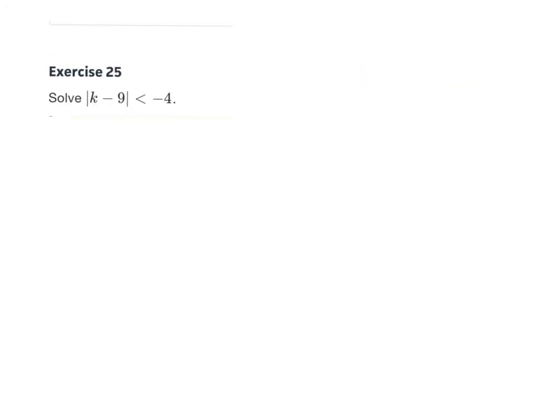Okay, exercise 25. The absolute value of k minus 9 is less than negative 4. But before you split it, you want to ask yourself, this is positive. Can a positive ever be less than negative 4? The answer is no. So this is no solution. No number that you plug in for k will work out to be true. Nothing you can plug in there.